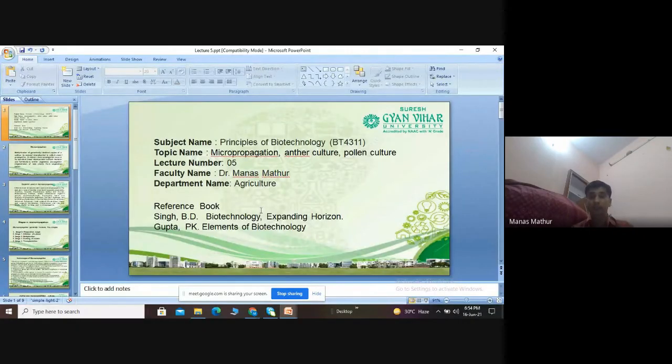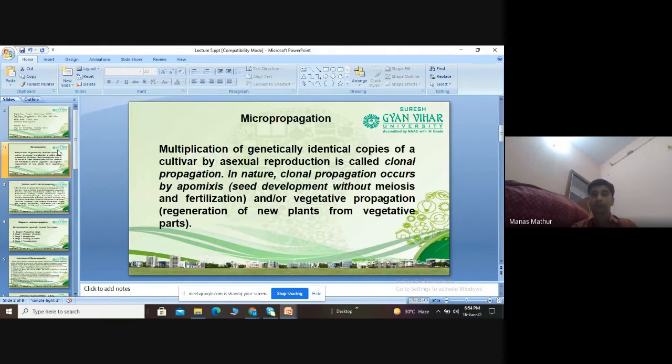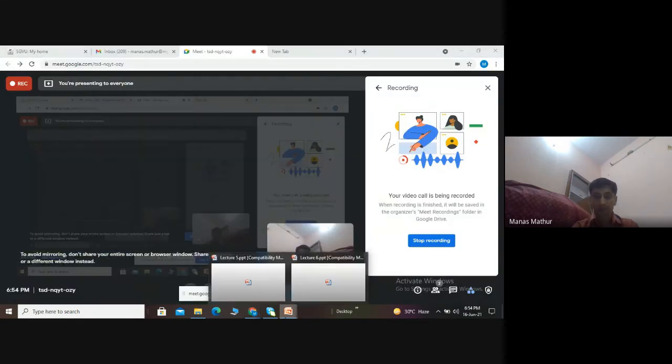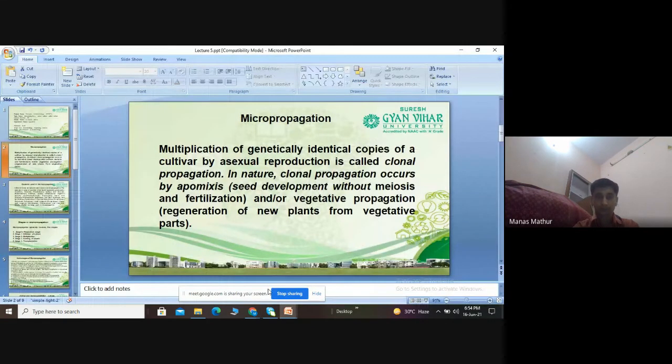In the subject of plant biotechnology, that is micropropagation, anther culture, and pollen culture. As we discussed, micropropagation is a process in which we can regenerate a whole plant from the explant in laboratory conditions by using various media through two ways, direct and indirect method. So, what is the exact meaning of micropropagation?